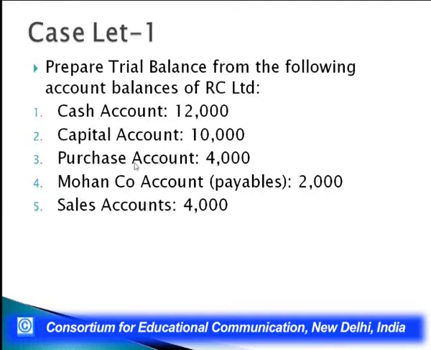Then purchase account. Purchases, as I said, should be debit balance because purchases pertain to purchases of raw material or any other. So this is basically pertaining to inventory. Purchases are increasing our inventory, of different types of materials. So purchases would have debit balance. So 4,000 goes to the debit side.